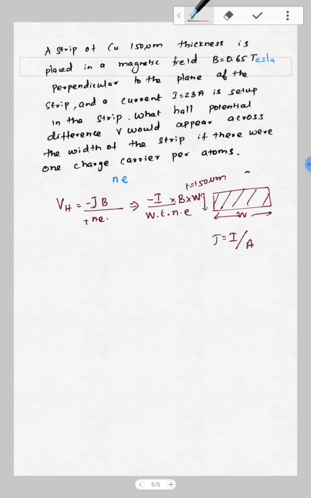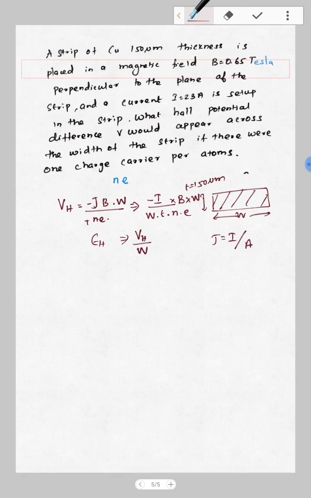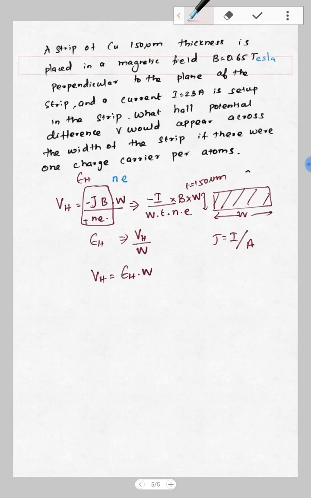with W. Just a small correction here: I have this formula for the Hall field. A W will come here, because E_H is nothing but V_H over W. Distance between these two, V_H is nothing but E_H times W. So this is my E_H, and this is my W. E_H times W is the Hall voltage.